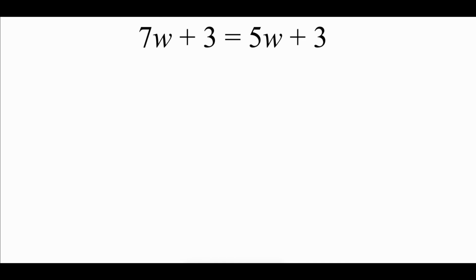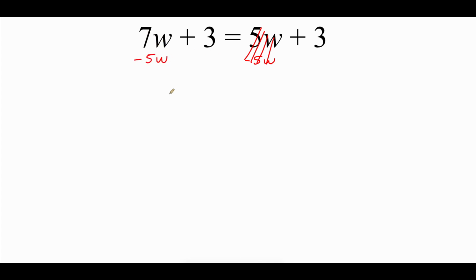One more example I want to run through here. So we have 7w plus 3 equals 5w plus 3. We want to get our variables on the same side. I like to move my smaller variable, so I'm going to move the 5w. I'm going to subtract 5w from the right-hand side to get that to cancel out. And whatever I do to the right side, I also have to do to the left-hand side.